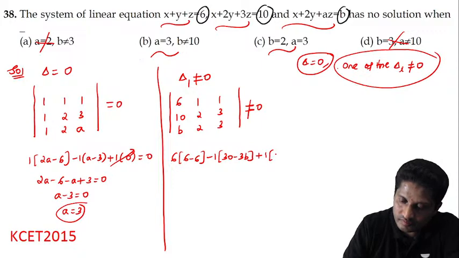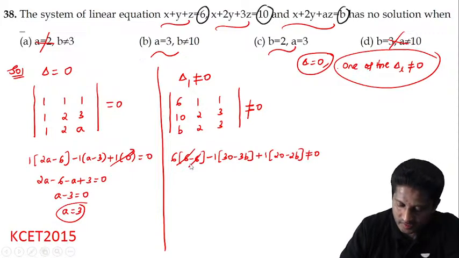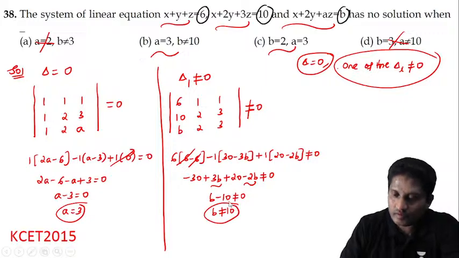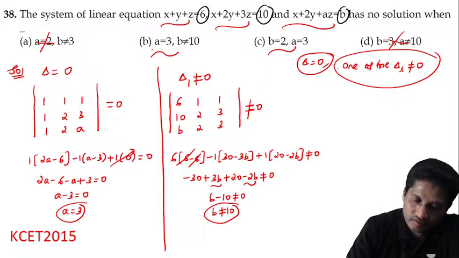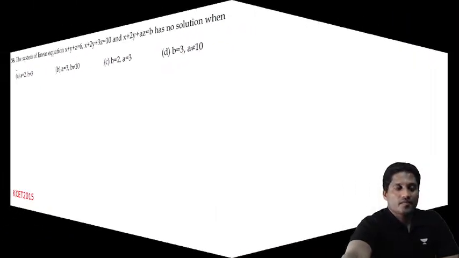Delete first row last column, you get 20 minus 2b should not be equal to 0. This anyways it will cancel. Minus 30 plus 3b plus 20 minus 2b should not be equal to 0. 3b minus 2b is equal to b minus 10 should not be equal to 0. That is b should not be equal to 10. Right, so b not equal to 10, a is equal to 3. Answer is option B. Let's move to the next question.